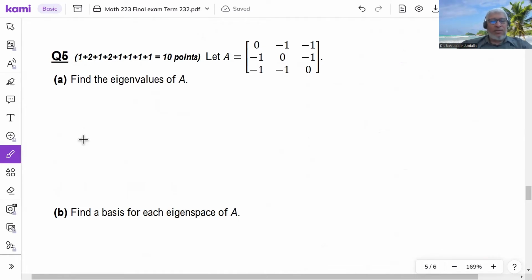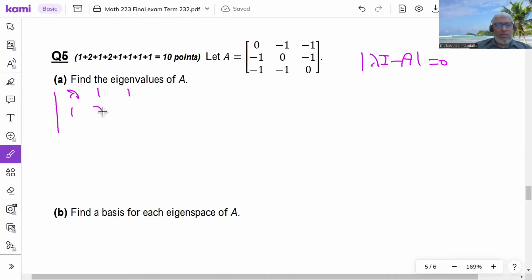Values of the matrix. I solve the equation determinant of lambda I minus A equals 0. So lambda minus 0, minus minus 1, minus minus 1, minus minus 1. Lambda minus 0 is lambda, and lambda minus 0 is lambda. So this is lambda I minus A equals 0.